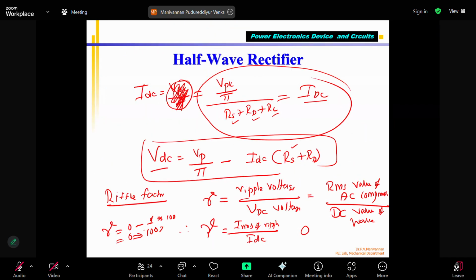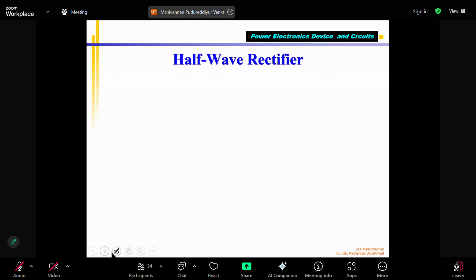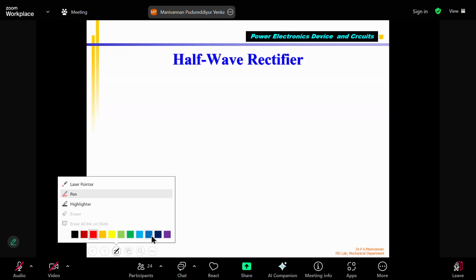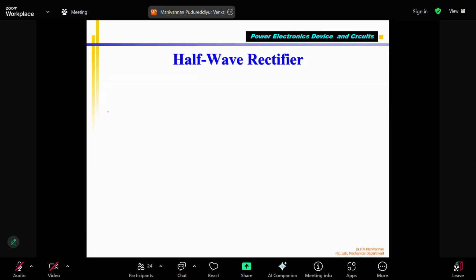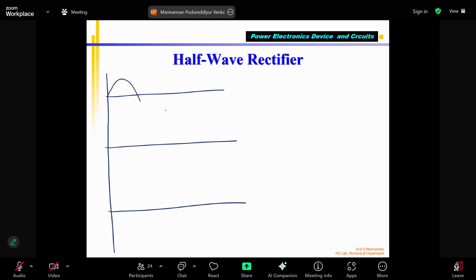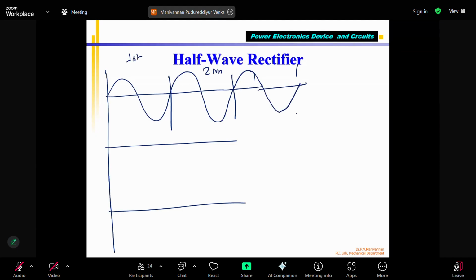Whenever I talk about this, I told you we can draw the waveforms. So I want to explain a few more things using waveforms. Please see that this is a sinusoidal voltage. I could not draw it exactly. This is the first cycle, this is the second cycle, and it can repeat as it is. This may be the third cycle.